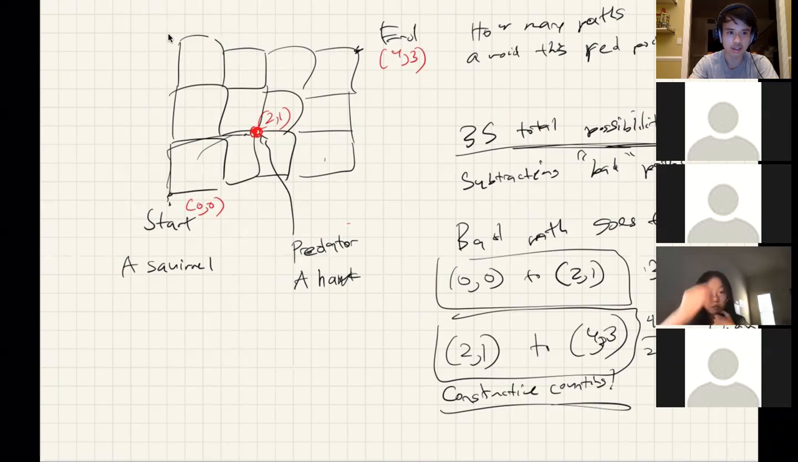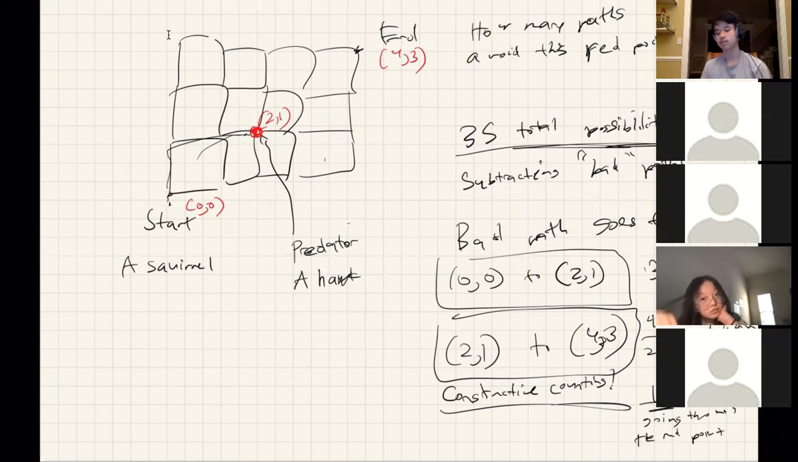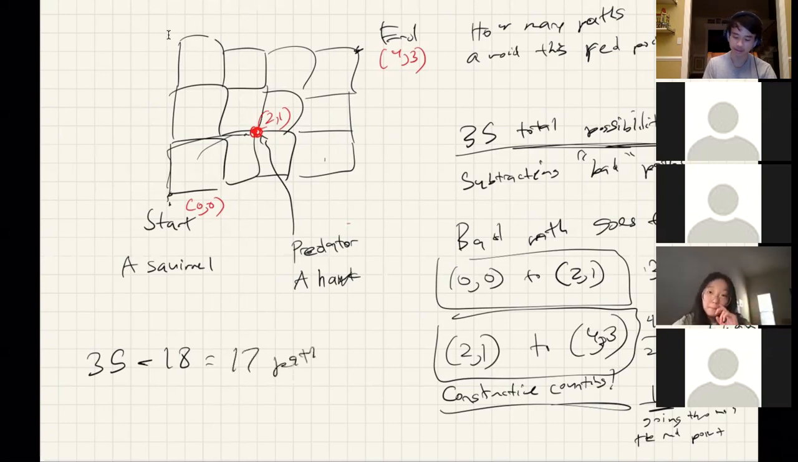Wait, sorry. Yeah, so this should be right. There are actually 18 paths going through the red point. So we subtract 18 paths from our total of 35 paths, and we get our final answer of 17 paths. 17 paths that do work, that don't get us the squirrel eaten.